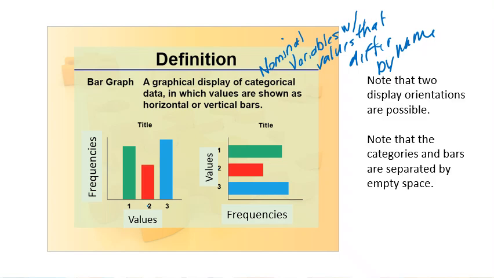Note that two display orientations are possible. We can have the vertical orientation or the horizontal orientation. I said those in reverse, the vertical orientation here or the horizontal over here. And notice this, because this becomes important in distinguishing a bar chart from a histogram, we have space between the bars. Because these are entirely separate categories, we keep the bars entirely separate by space. So again, bar graphs are used for nominal variables, and there's a space between the bars.